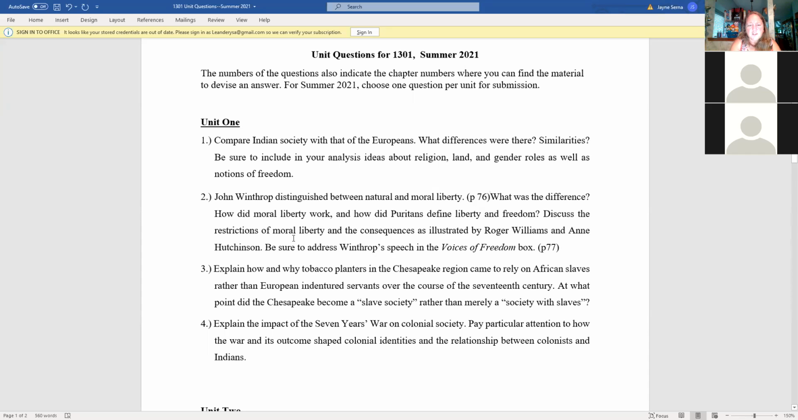Do you think Wikipedia has an article about John Winthrop and moral liberty versus natural liberty? Who can say? Who can say?